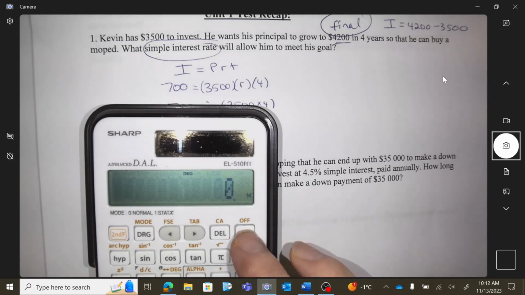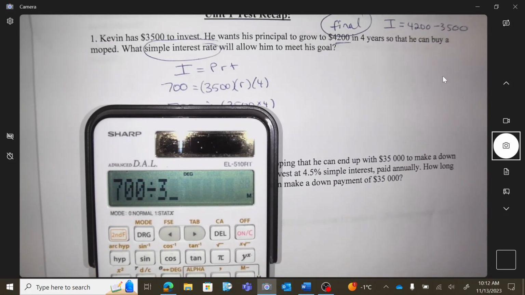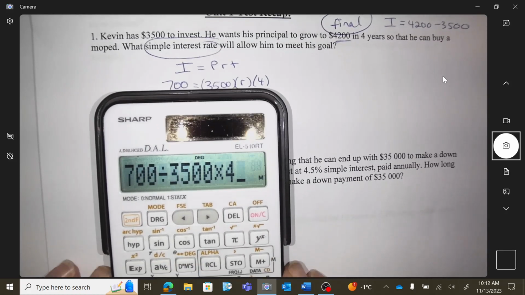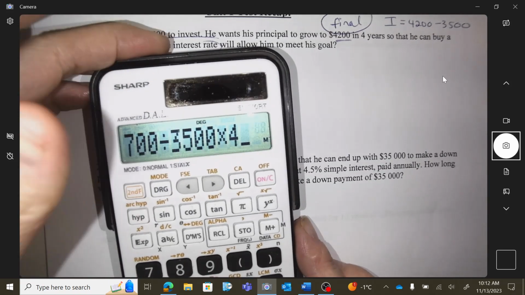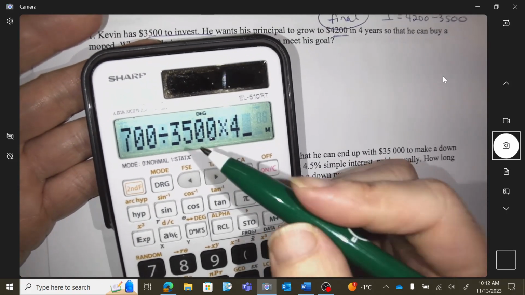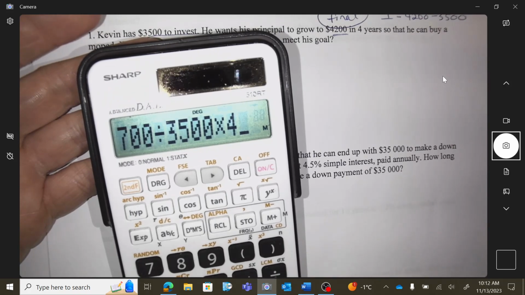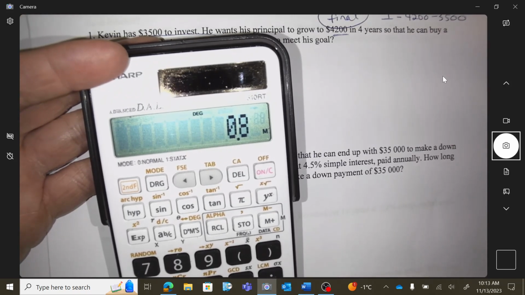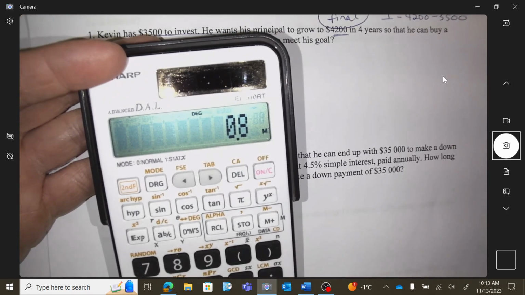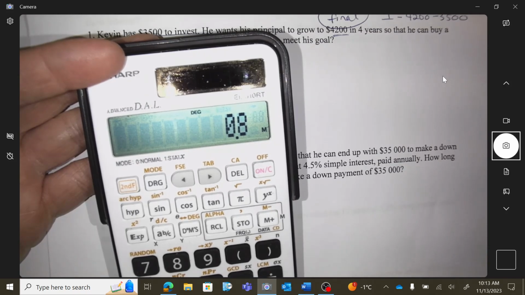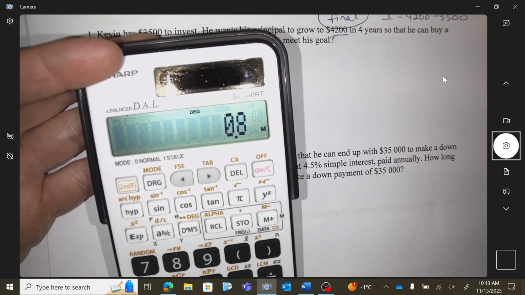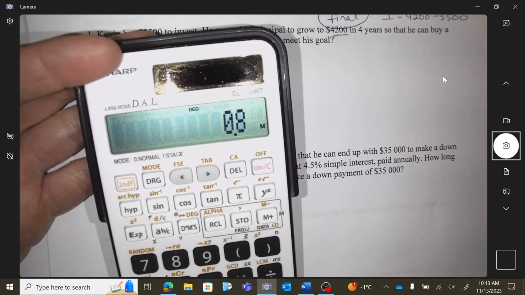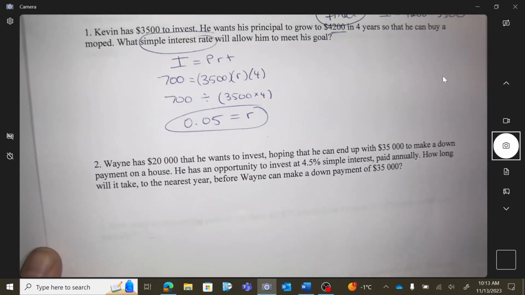Okay, let's pretend I did this. Let's pretend I forgot to put brackets on that division. Here's my answer, which is 80%. Does that seem like a good interest rate? 80%? Yikes, no, that's not a good interest rate. Okay.